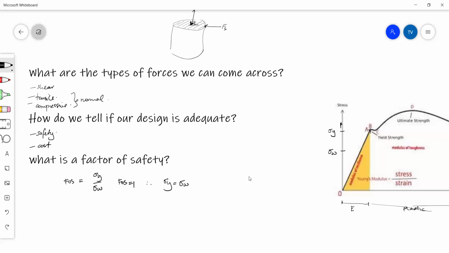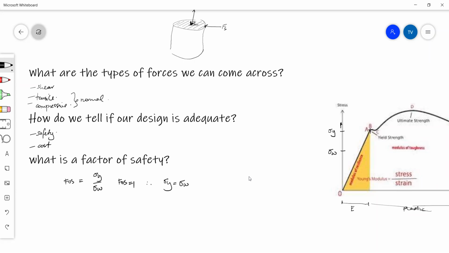So the answer is no. No, you wouldn't trust a part that has a factor of safety of 1. Why? Because that means that we have no margin for error. There's no room for error.